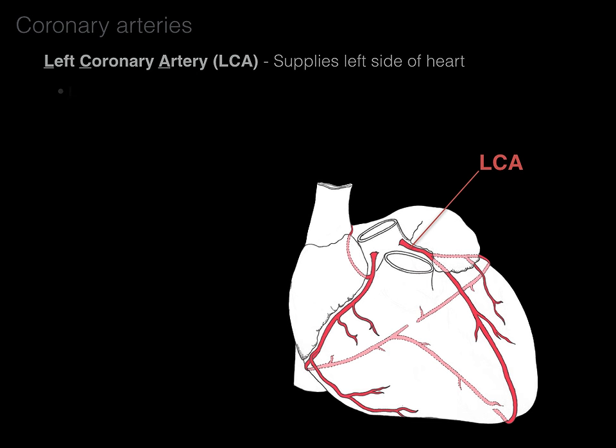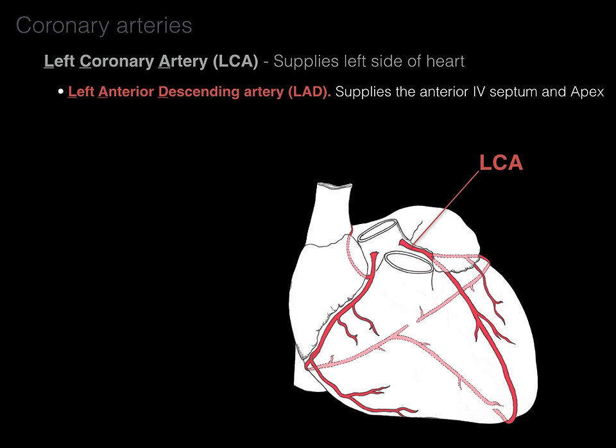First, here's our left coronary artery, and the first branch is called the left anterior descending artery, or LAD, there. Left because it's coming off the left coronary artery, anterior because it's on the anterior part of the heart, and descending because it descends on the front of the heart. And it supplies the anterior interventricular septum, because there's the right and left ventricle, and it's coursing in the septum between them, as well as the apex of the heart.